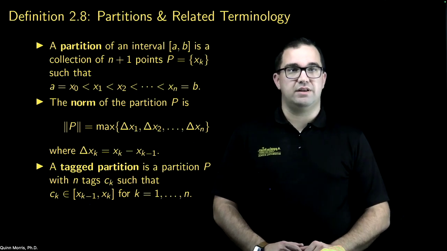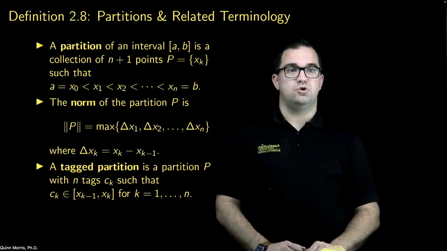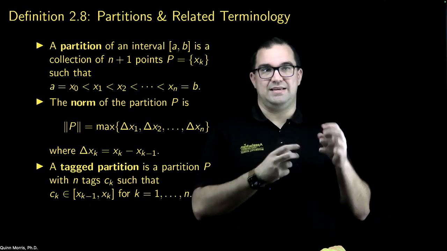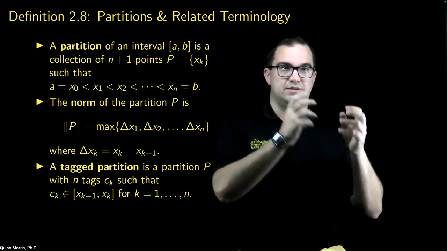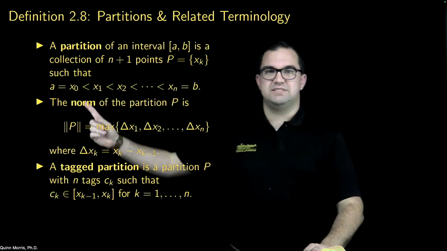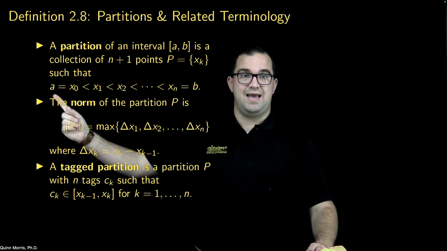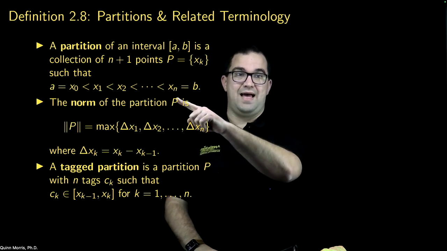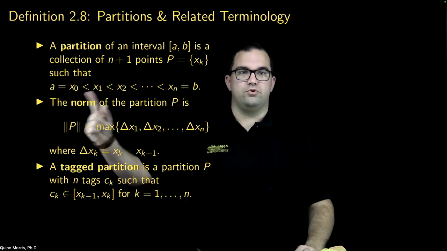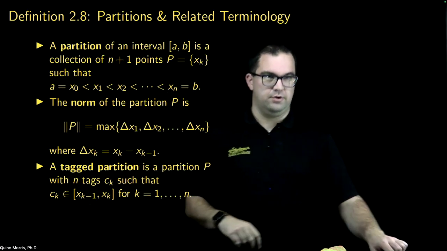So a partition of an interval AB is a collection of n plus 1 points. We'll call that collection of points P. We will call the points the x sub k's: x0, x1, x2, x3, all the way up to xn. And we want them to satisfy the property that x0, the first point in your partition, is just A, xn, the last point, is just B, and the points are ordered. So x0 is less than x1, is less than x2, and so on.